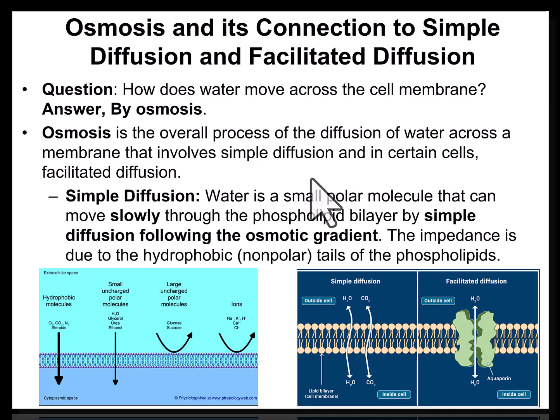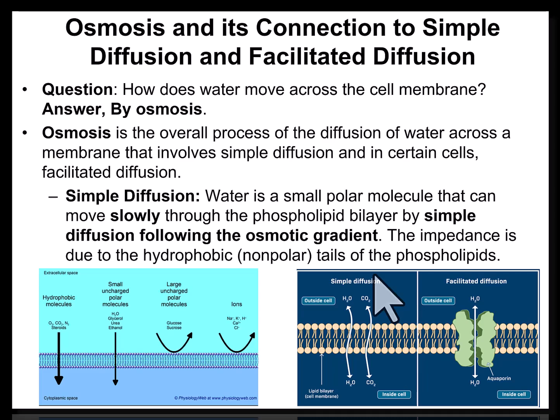the membrane. Let's take a look at simple diffusion. Water is a small polar molecule that can move slowly through the phospholipid bilayer by simple diffusion, and it's following its osmotic gradient, meaning it's going to go from a high water concentration to an area of lower water concentration through the semipermeable membrane. The slowness, or the impedance, is due to the hydrophobic or nonpolar tails of this phospholipid bilayer. The center part, remember, has these lipids, and that's going to hinder the movement of water, but it's not going to prevent its movement.